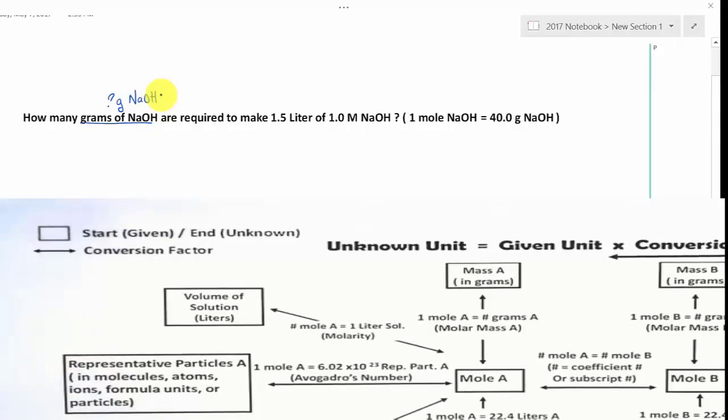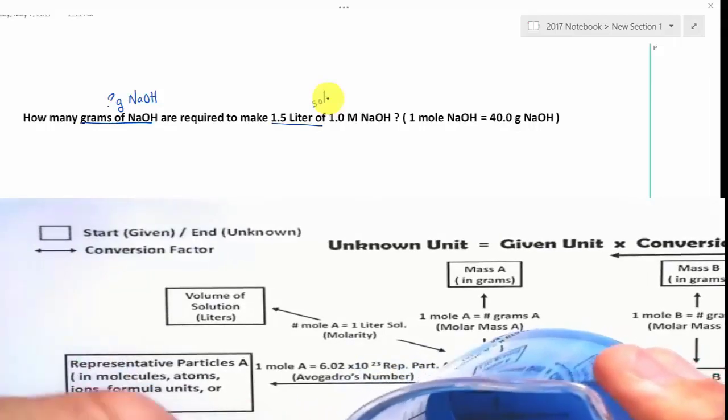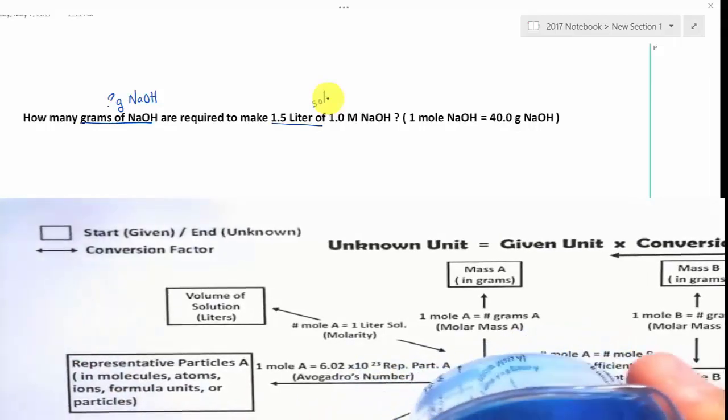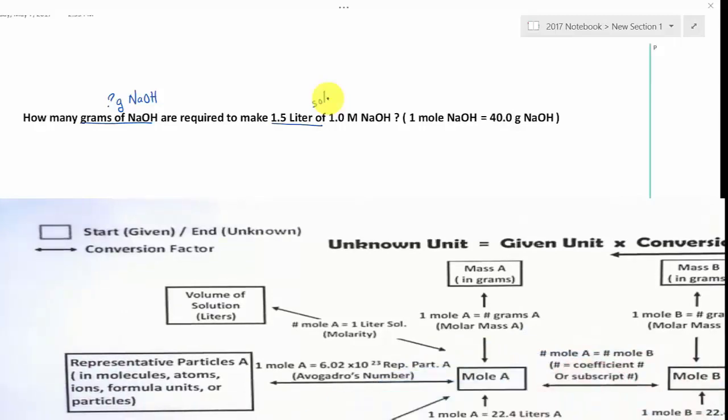But what is given to us? So we need to make 1.5 liter. Well, that 1.5 liter is of solution, okay? Remember, we're taking a substance, put in water, and we are making a solution. And in this case is the solution of NaOH with the concentration of 1.0 molarity. This right here is our given.